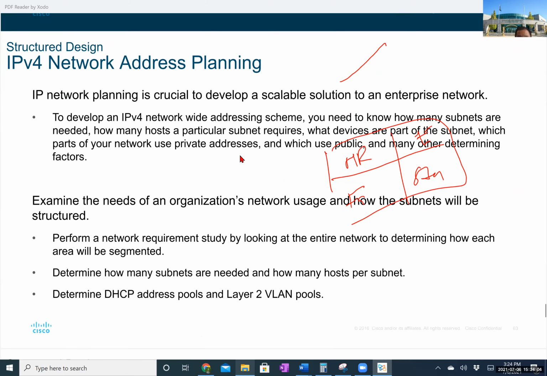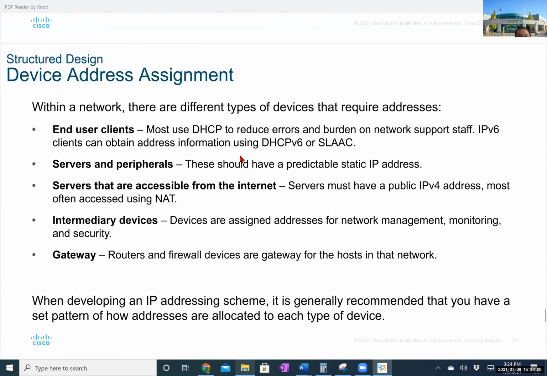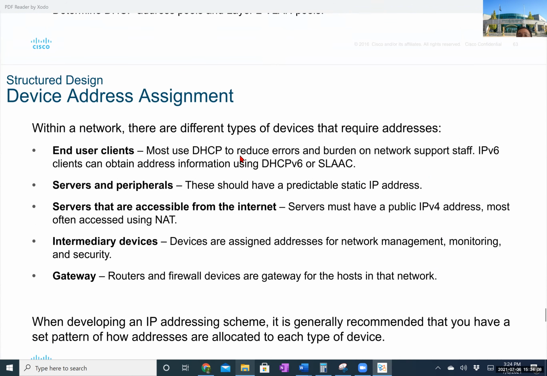Okay, and normally for the network, you have many types of devices that require an address. You have the end user. Normally for the LAN network, you have to work with it automatically. You get it from the DHCP server here. You don't have to manually configure every single one, but you can work it based on automatic.